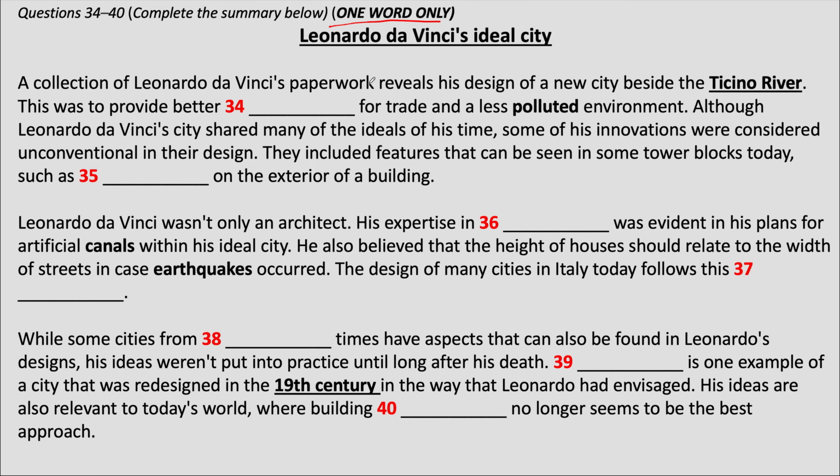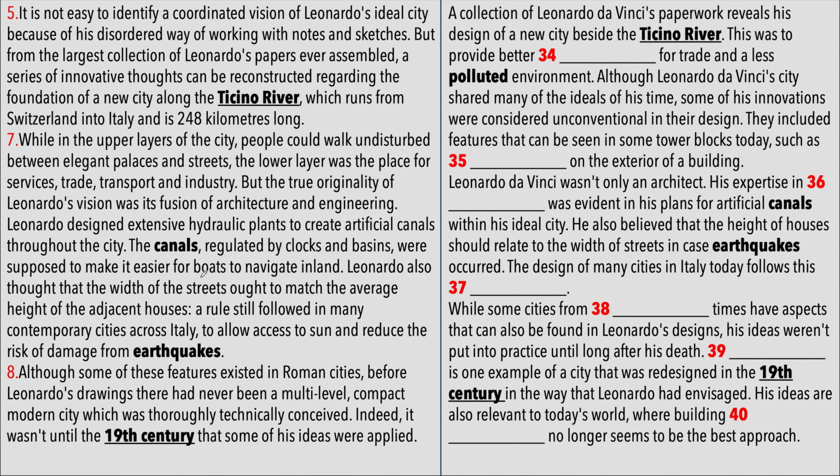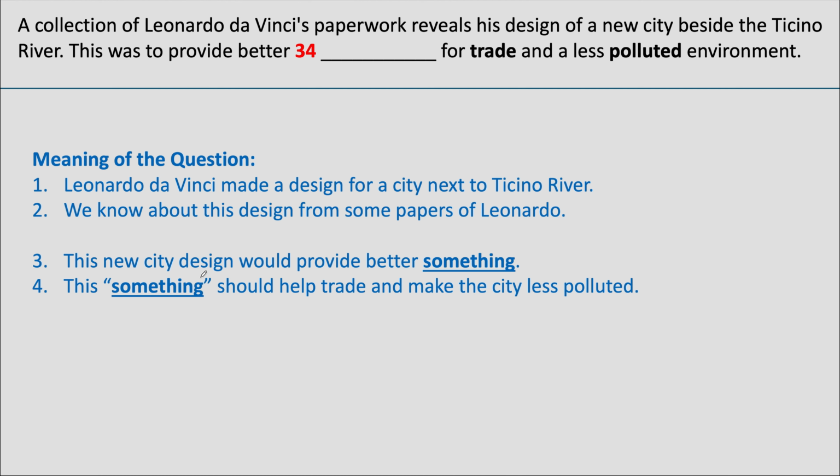Let's look for location keywords first. There's Ticino River and 19th century. These should be easy to find. Also, we may find words like canals and earthquakes easily. We can see these words in paragraphs 5, 7, and 8. So we have the tentative locations of the answers. Let's start with question 34.